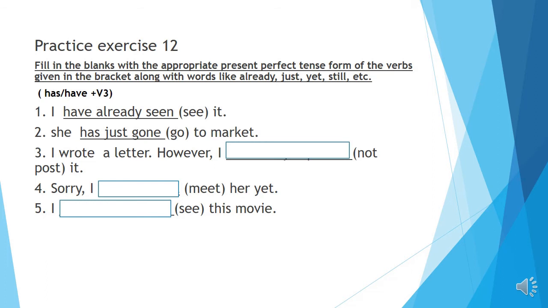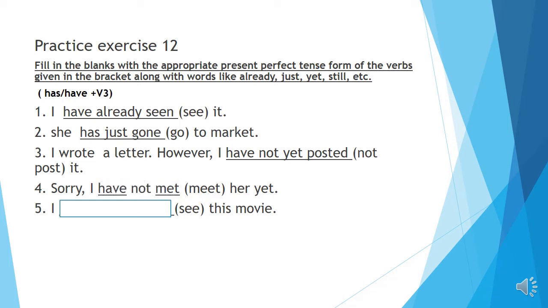Okay. Number 3. I wrote a letter, however I dash not post it. Here negative present perfect tense. Okay. So after the word I, we have to use the word have. I have not yet posted it. Okay. Number 4. Sorry, I dash meet her yet. Here after the word I, we have to use the word have. Meet, past participles. Met, meet, met, met. So third column word is met. So sorry, I have not met her yet.